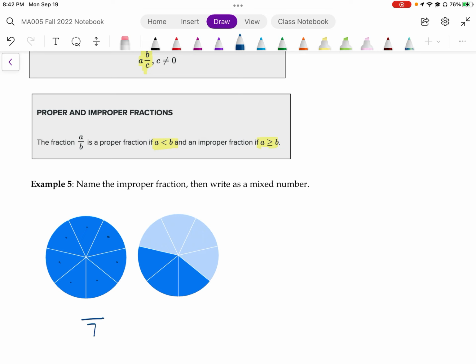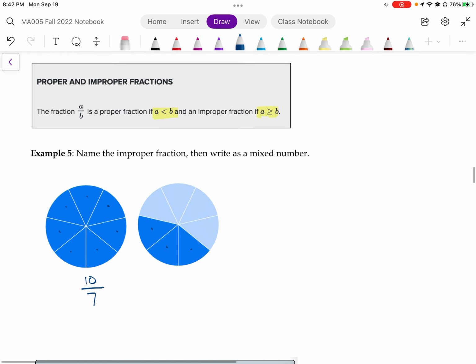All right, now how many shaded in places do we have? Well, we have 7 in the first one, 8, 9, 10. 10 sevenths. Okay, so that is an improper fraction. So as a mixed number, we would have 1 right here. And on the other side, we would have 3 sevenths. So the one on the left is 1, the one on the right is 3 sevenths, also called 10 sevenths.